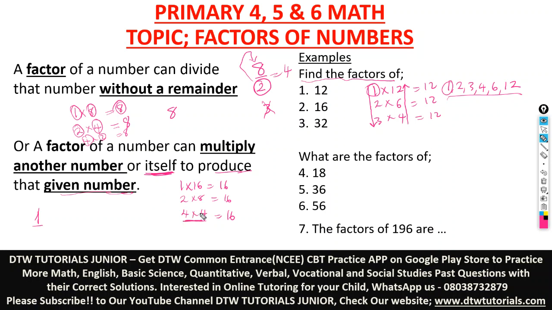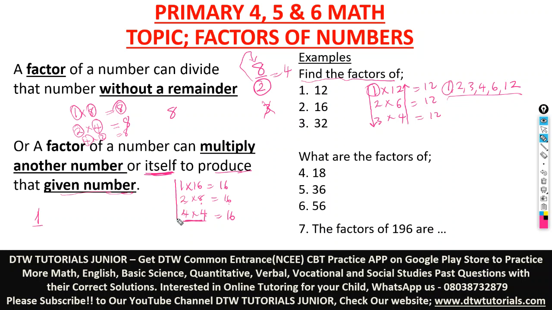So you can see 4 times 4 is 16. It can multiply another number. A factor can multiply another number to produce that given number, or it can multiply itself. Look at it, 4 times 4 to give 16. Do we see that?